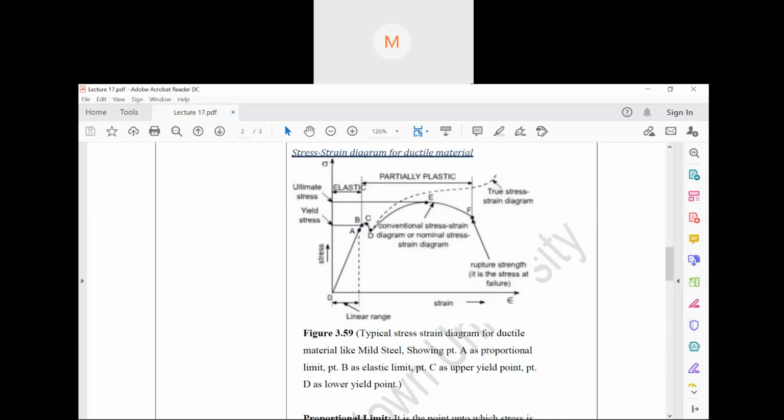Now, if you see from point O to A, the stress and strain get varied in a directly proportional way.